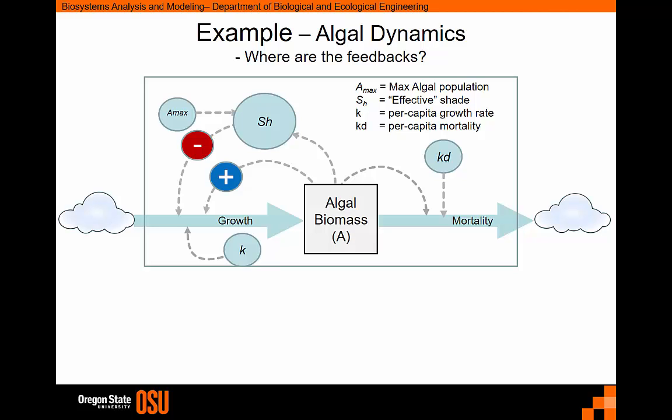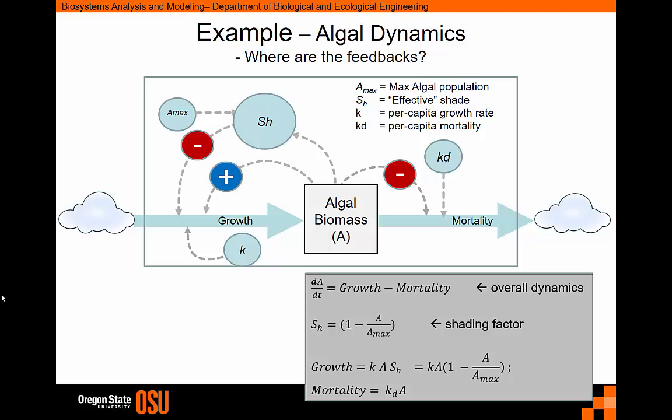There is one more additional feedback loop in the system. Can you find it? It is related to the mortality process. As algal biomass increases, the mortality rate also increases, slowing down the growth of algae. Is this a positive or a negative feedback loop? It is a negative feedback loop because it tends to stabilize the system.